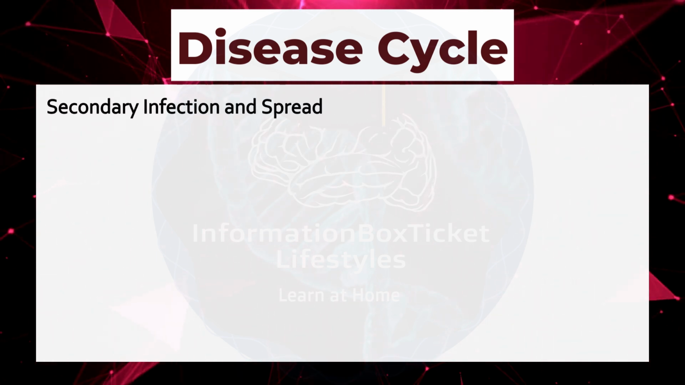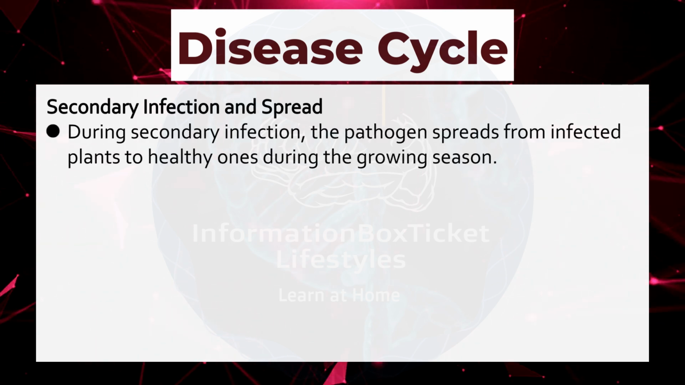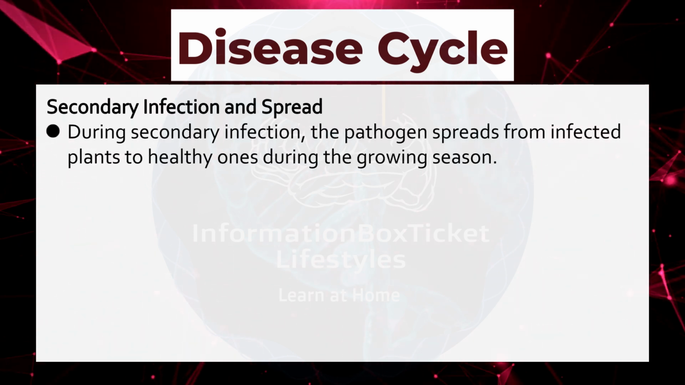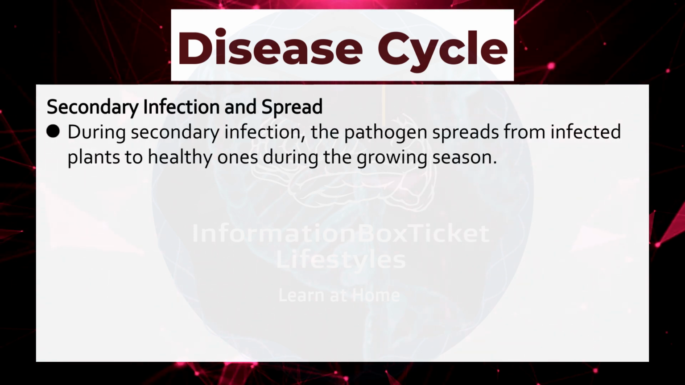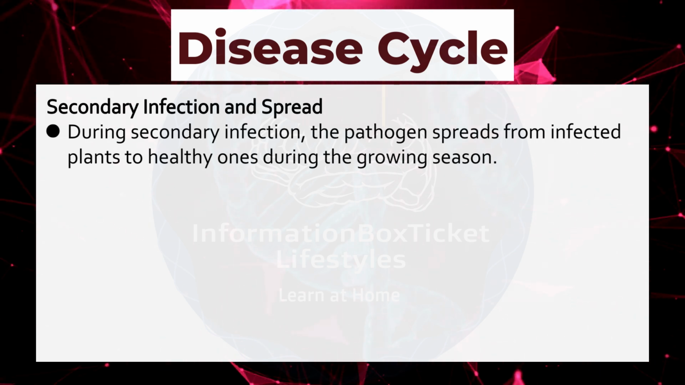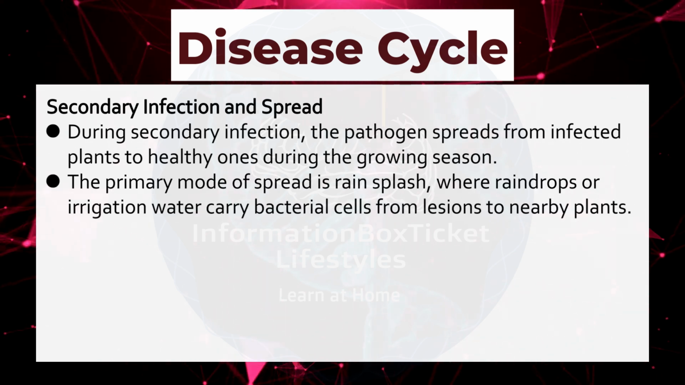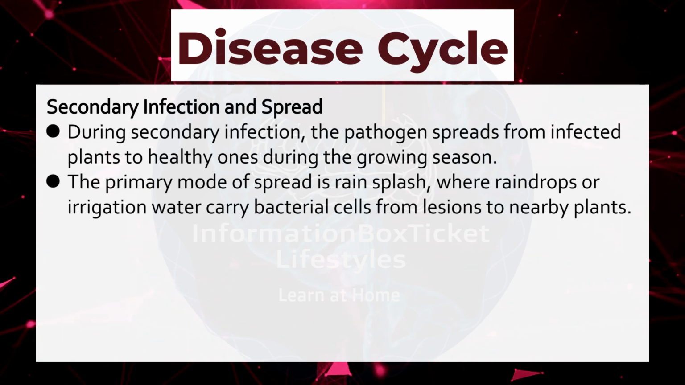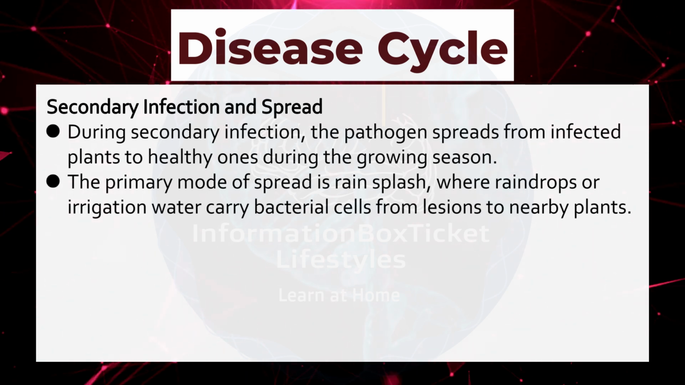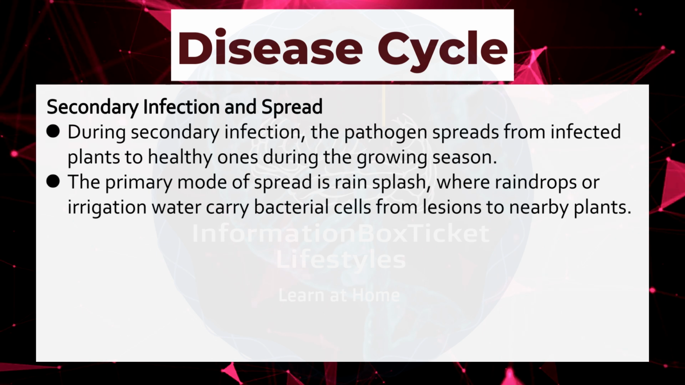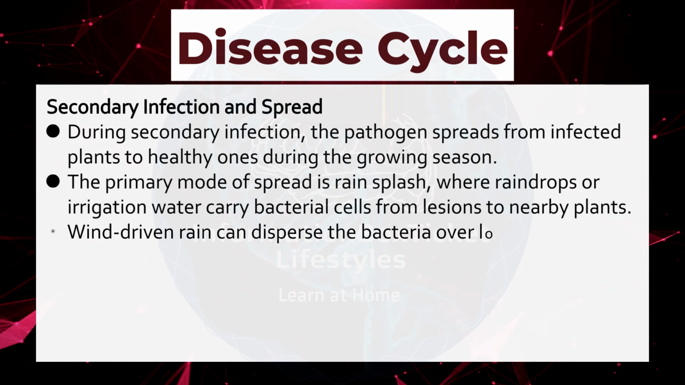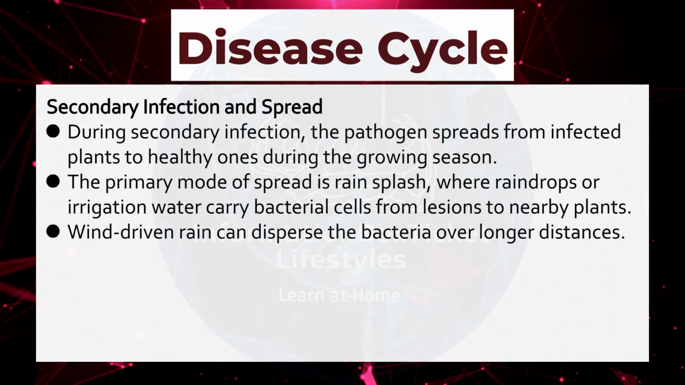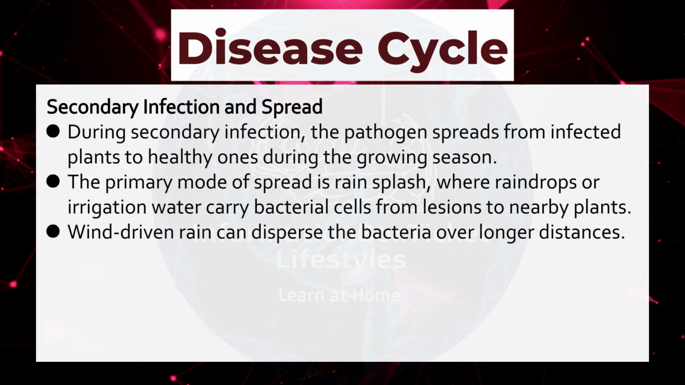Secondary infection and spread. During secondary infection, the pathogen spreads from infected plants to healthy ones during the growing season. The primary mode of spread is rain splash, where raindrops or irrigation water carry bacterial cells from lesions to nearby plants. Wind-driven rain can disperse the bacteria over longer distances.